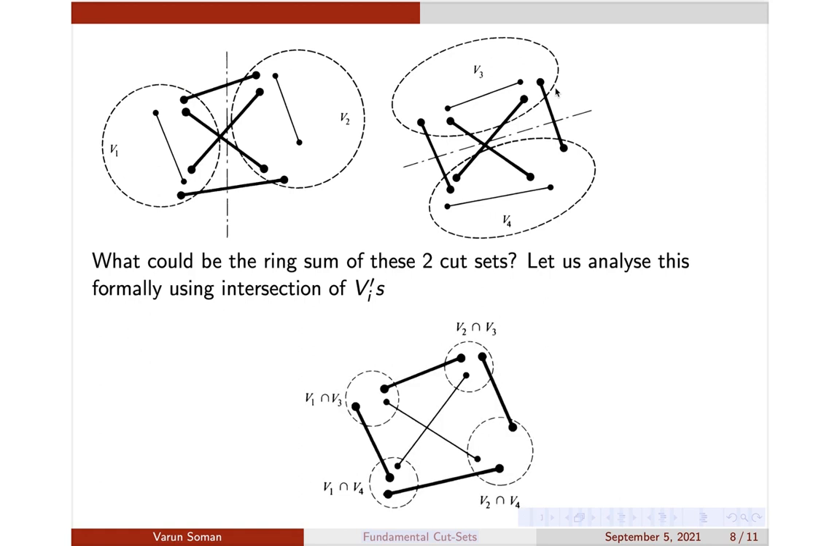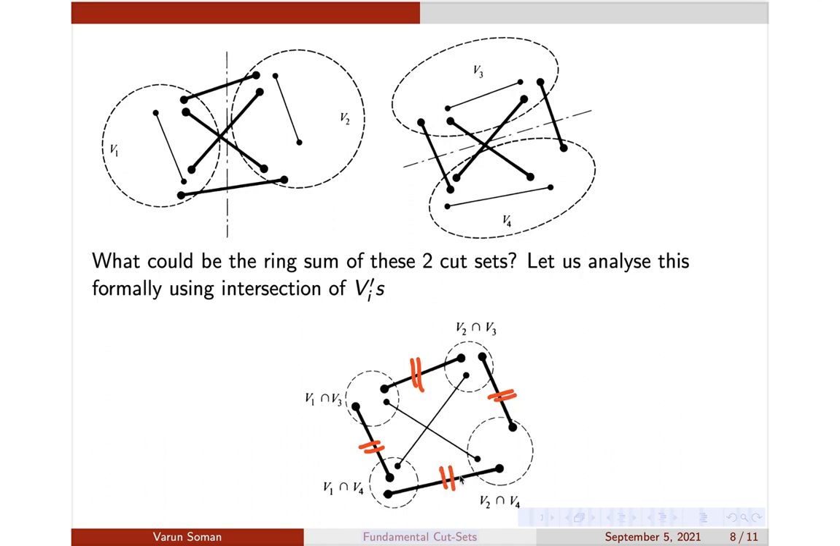Now if you have understood this labeling here, it's a very simple thing. You're just taking the vertices which are common to V1, V2, V3 and V4 here, and we have labeled everything. Now look at our ring sum. What is your ring sum? Our ring sum is actually these edges here.